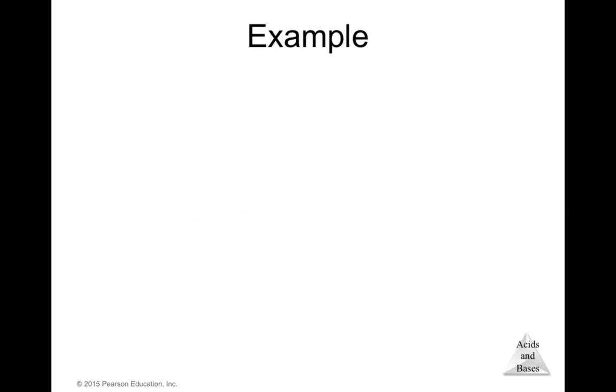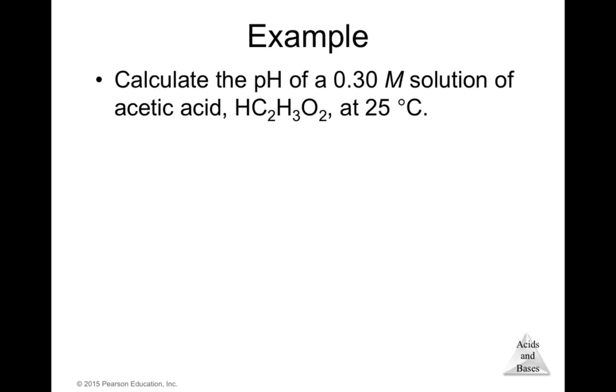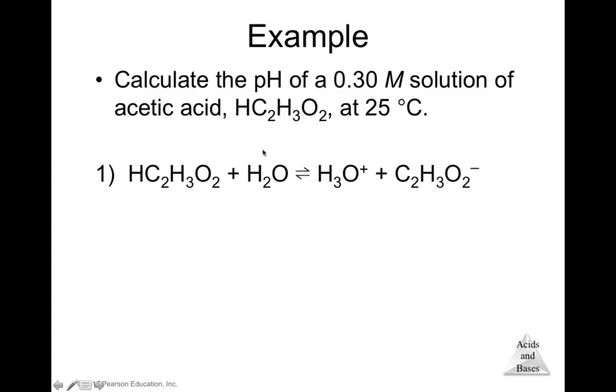So let's do an example. Calculate the pH of a 0.3 molar solution of acetic acid, HC2H3O2, at 25 degrees Celsius. So here we have the equation of the acid-base reaction. This one is acetic acid, and water will react as a base. So this will donate a hydrogen to the water, so the products will be the acetate right here, and also the proton H3O that was received by H2O. These are the products, and these are the reactants.